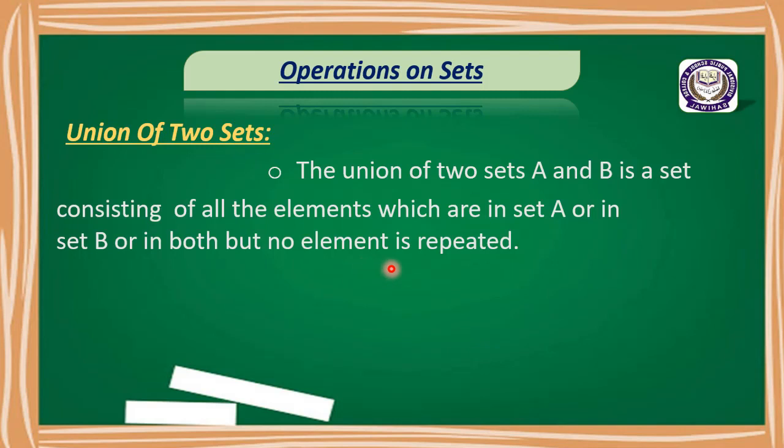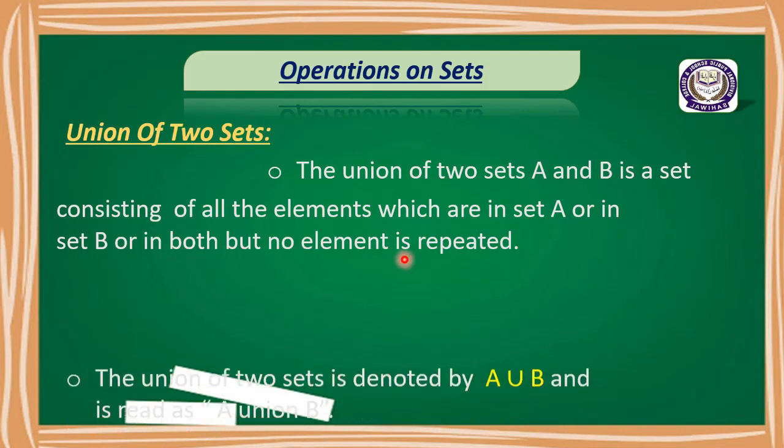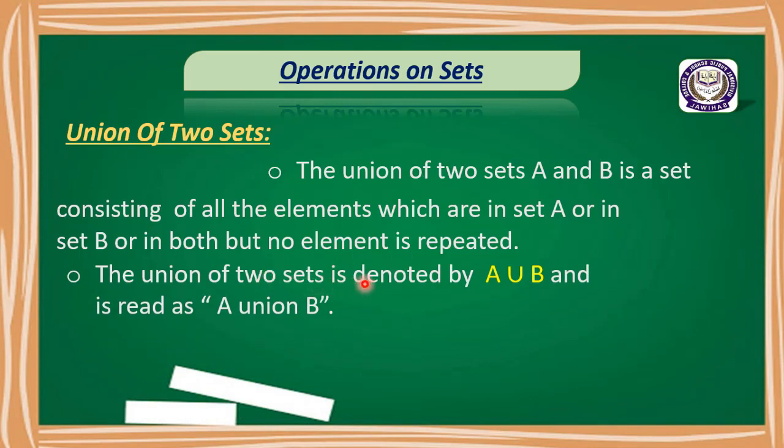बच्चों, यूनियन का मतलब क्या होता है कि दो सेट्स A और B का यूनियन ऐसे मालूम करना है कि जिसमें तमाम एलिमेंट्स हों जो सेट A में भी मौजूद हों और सेट B में भी हों. लेकिन आपने एक बात ध्यान रखनी है कि no elements should be repeated. The union of two sets is denoted by A union B and is read as A union B.